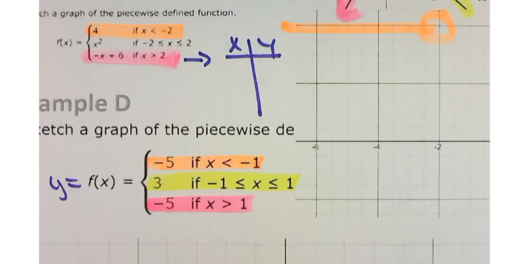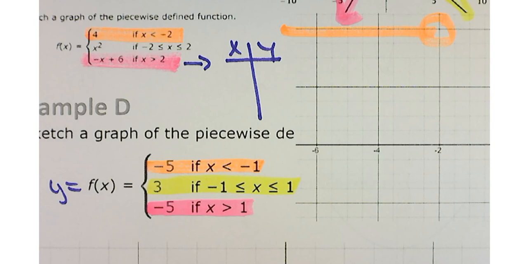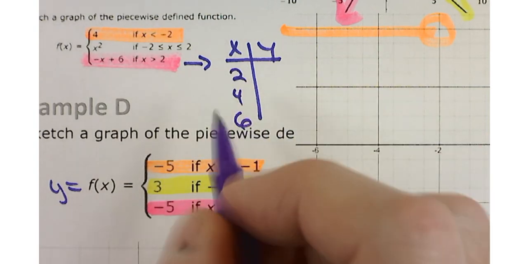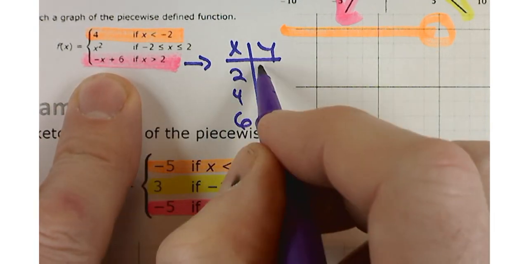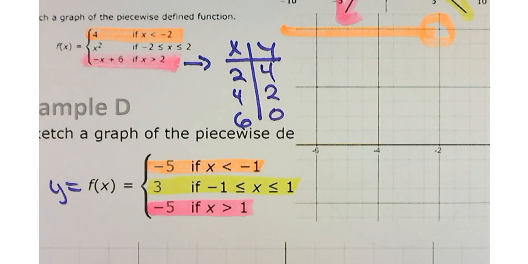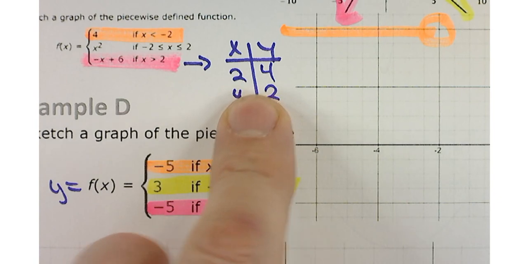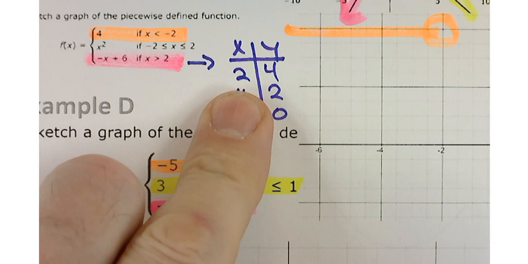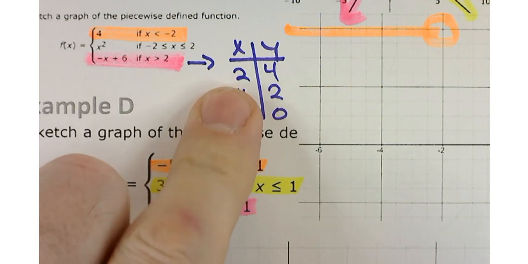What values of x should I choose in trying to graph this? Yeah, 2, 4, 6. So at x equals 2, I'm at 4. At 4, I'm at 2, and then 0. So, good choices. But there's something you have to be careful of at x equals 2. What do I have to be careful of at this point, 2 and 4?